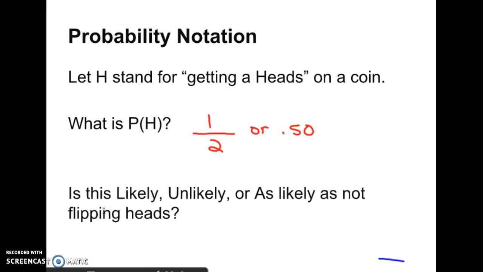And then if it asks you, is this event likely, unlikely, or as likely as not flipping heads, in this case, you would say it's as likely as not. And what that means is you have the same chance of getting a heads as you do of not getting a heads. And that's what they mean by that.